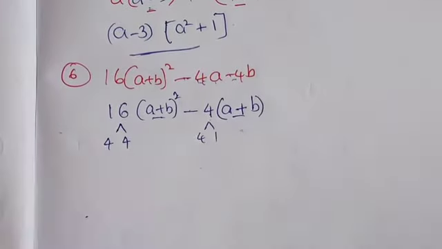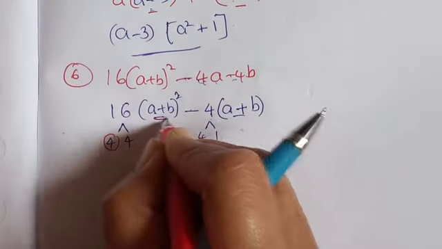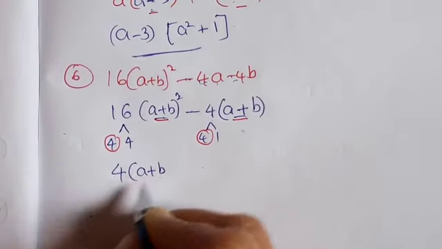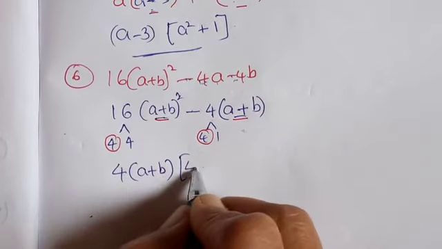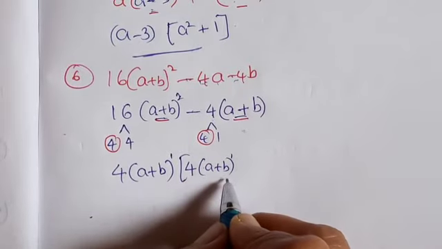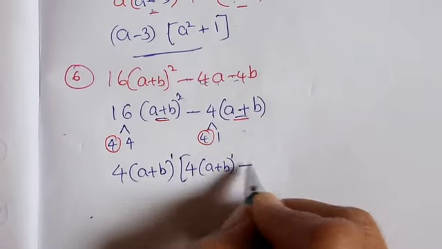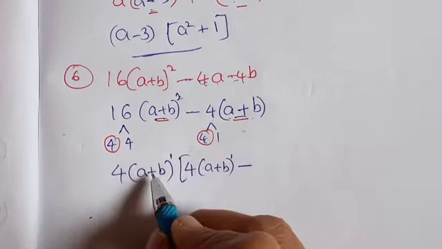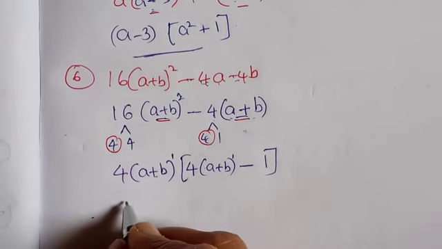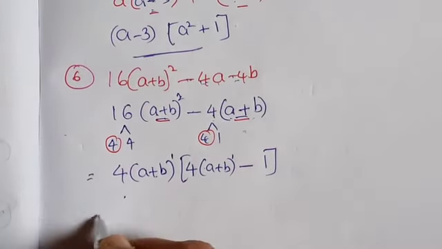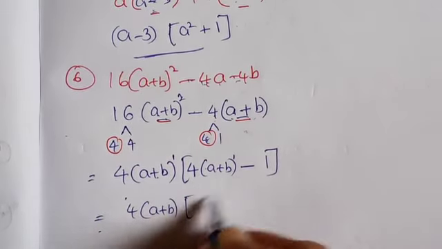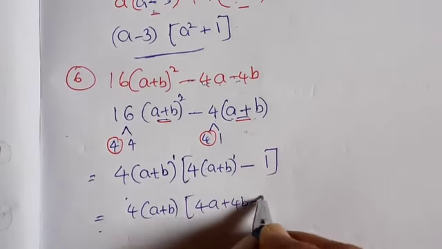Okay. So what is common here? 4(a + b), 4(a + b). So 4(a + b) is common, and inside, 4(a + b) will be left. 1 I have taken common, 1 will be left inside. Now −4 I have taken common, (a + b) have taken common. So what is left? Only 1. So the answer will be 4(a + b) as it is, and here we can open the bracket: (4a + 4b − 1).